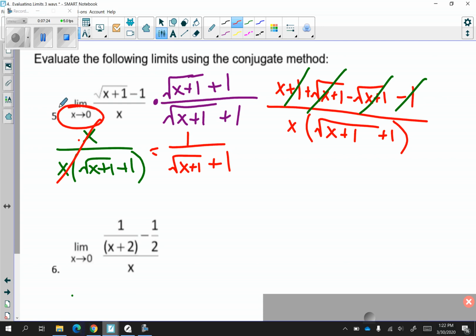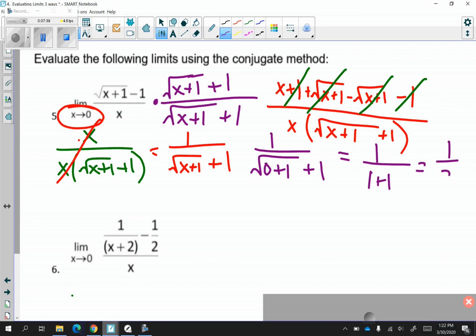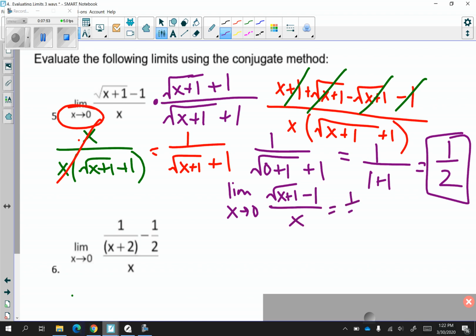Now remember, the limit as x approaches 0, so let's substitute 0 in. 1 over (radical (0 + 1) plus 1). So this really turns into 0 + 1 is 1, radical 1 is 1, 1 + 1, so this is 1/2. And to write this properly, we should write the limit as x approaches 0 of (radical (x + 1) minus 1) over x is equal to 1/2. This would be the proper notation.